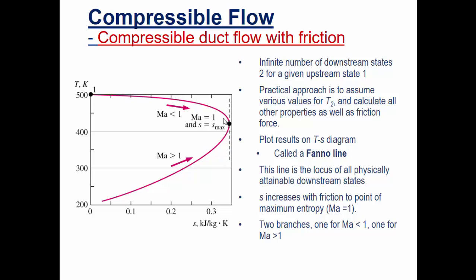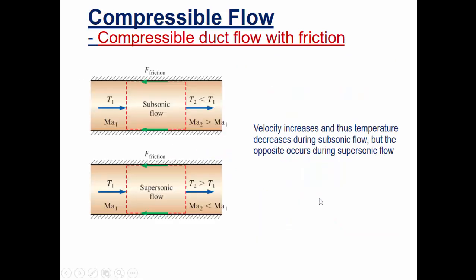Hence we can see there are two branches here, as mentioned in this statement: for Mach number less than 1, subsonic flow, and also supersonic flow, where the Mach number is more than 1. This is a clearer representation of the difference between the subsonic flow and supersonic flow when we consider the friction. You can see for subsonic flow, look at the control volume for a subsonic flow.